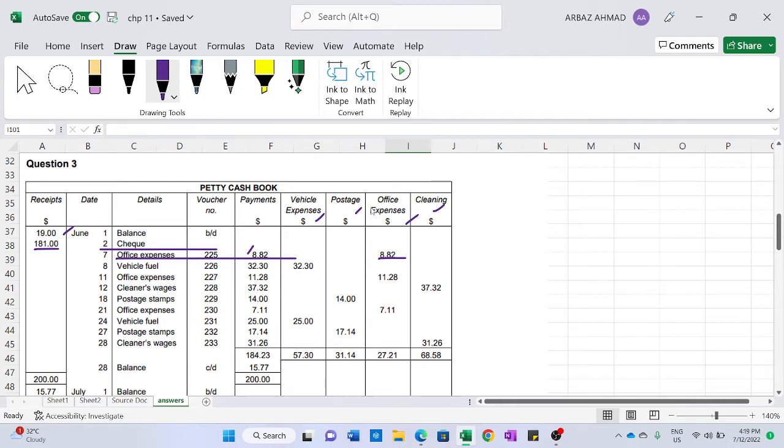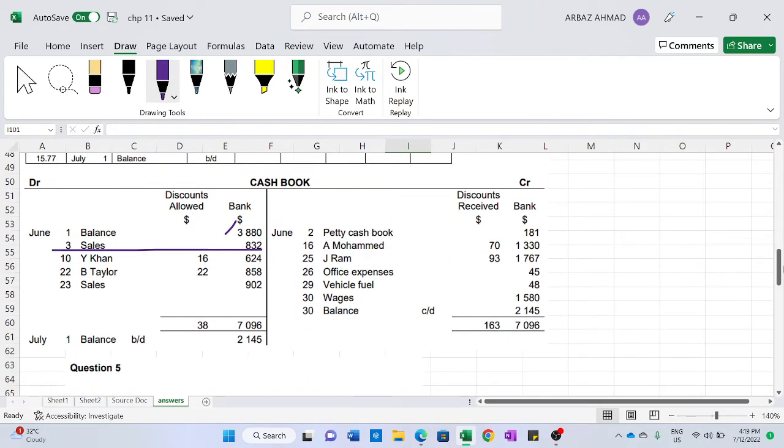Then we have paid for the vehicle fuel 32.30. So I have vehicle fuel here, and then I will further classify it into the vehicle category, because it's vehicle fuel, so it's a vehicle expense, right? Makes sense. The next one is received a check from trade receivable Yhan, and the full settlement amount is 640 less 2.5% cash discount. So it's going to go in this account.